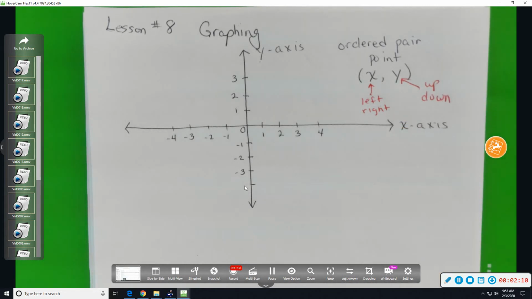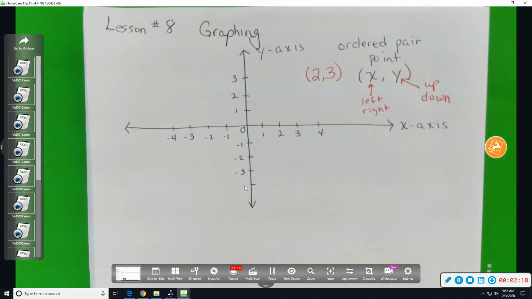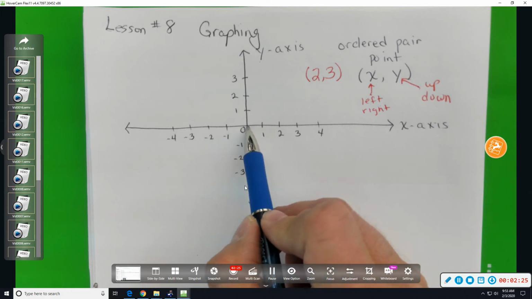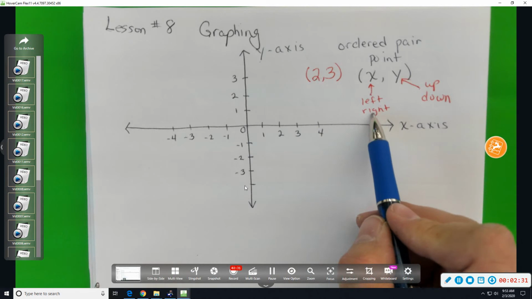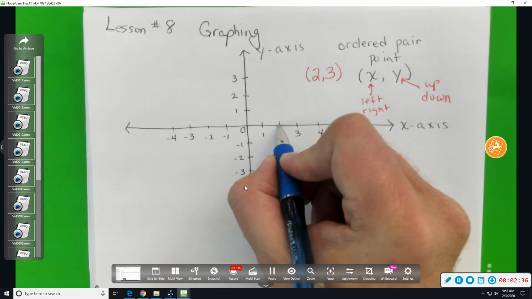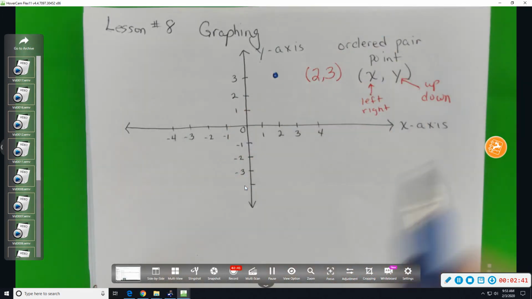So if I wanted to plot the ordered pair 2, 3, you go to 0 right here, the intersection that's called the origin. You start there and you move right 2. Why right? Well, because it's positive. Up 3. So right 2, up 3. You can imagine graph paper with all the little lines. We'll see some in a little bit. Okay? So there's our point 2, 3.